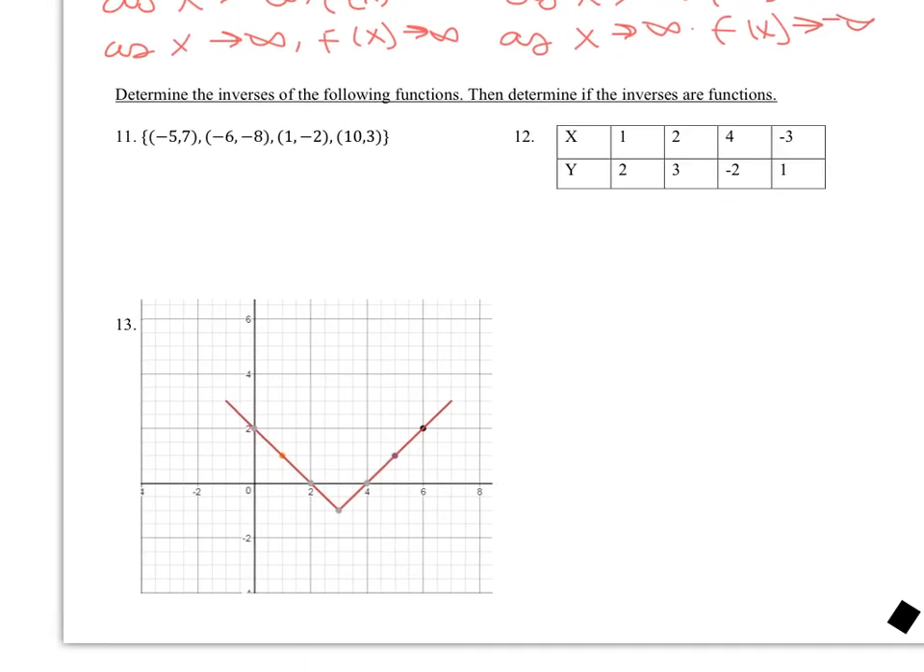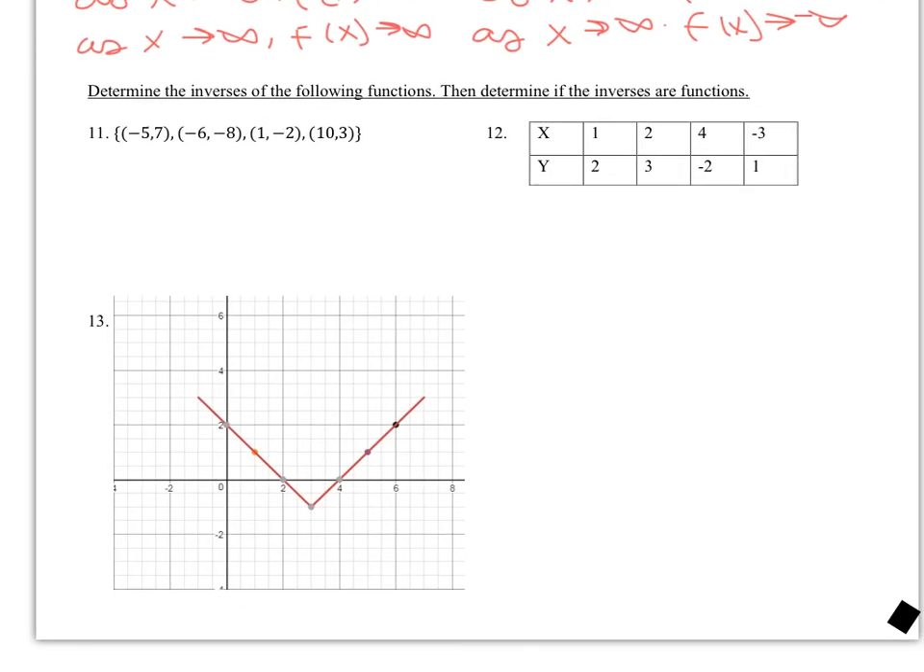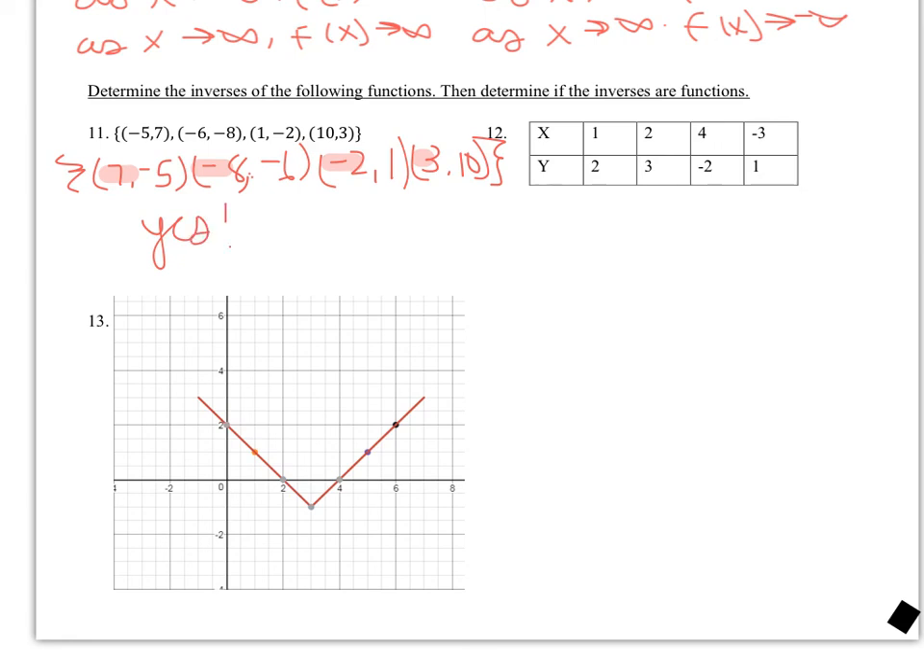All right, so let's check out number 11 through 13. It says determine the inverses of the following functions, then determine if the inverses are functions. So for number 11, I'm just going to switch all my x values: 7, negative 5, negative 8, negative 6, negative 2, 1, 3, 10. So is the inverse a function? Yes. Why? No x values repeat.